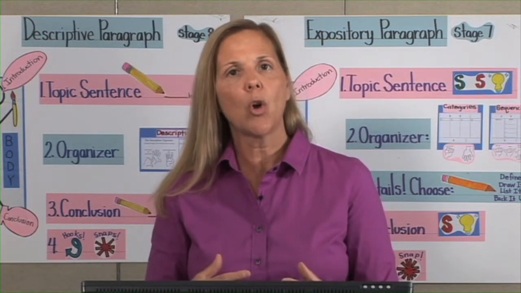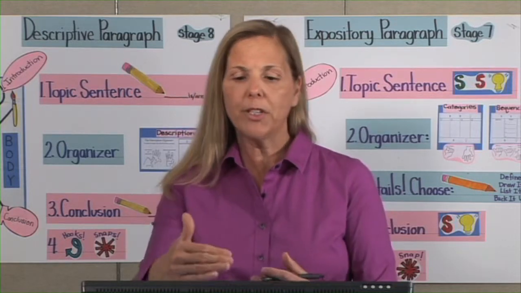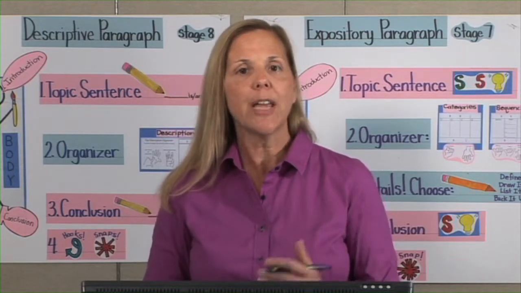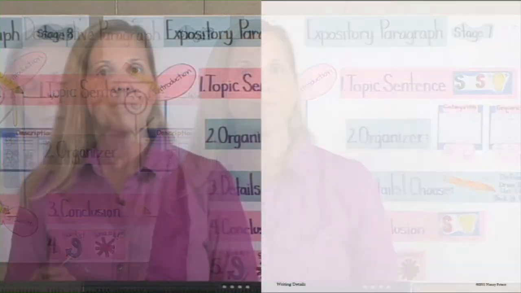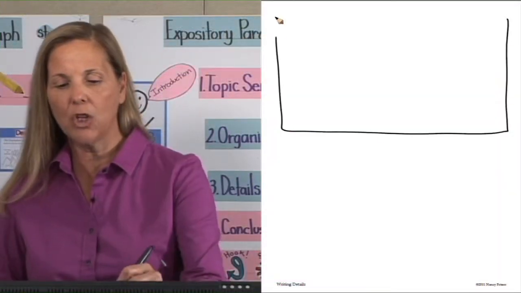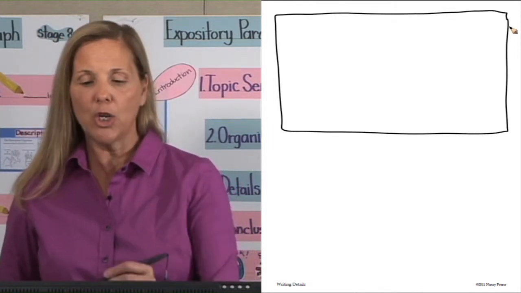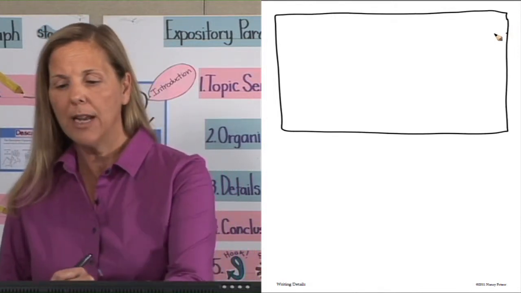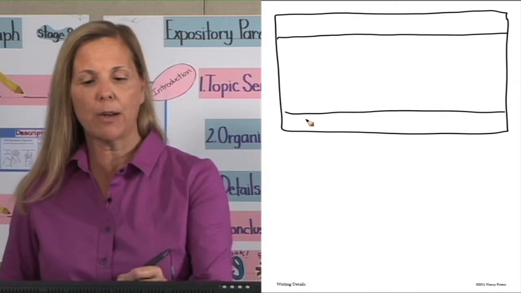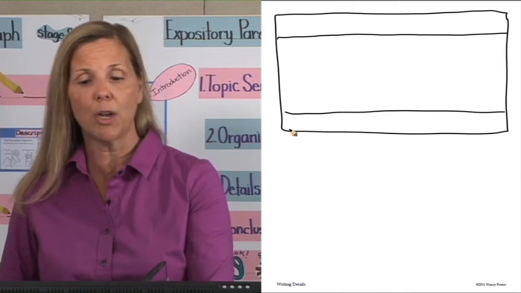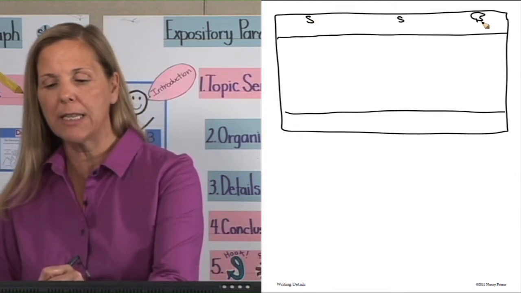In order to cover all these details, I need you to grab a piece of paper. We're going to make some sample organizers and walk through the steps of how to use the different types of details. Let's pretend that you have a long sheet of paper, an 8.5 by 11 sheet of paper that you're putting in the rectangle position, and you have your typical organizer, the top, the middle, and the bottom for your introduction, body, and conclusion. And we already know that S light bulb is our topic sentence.